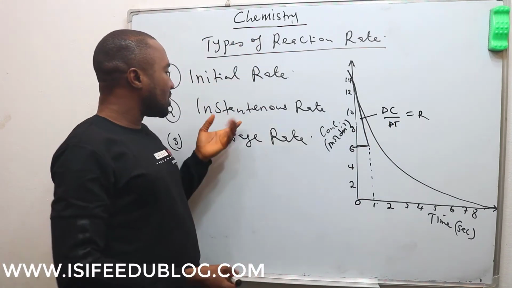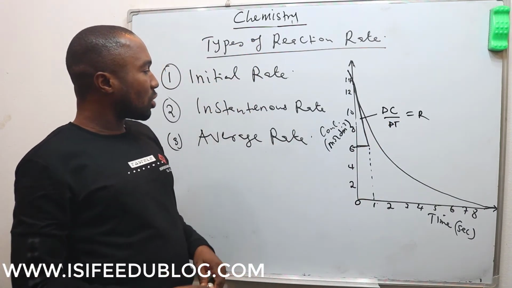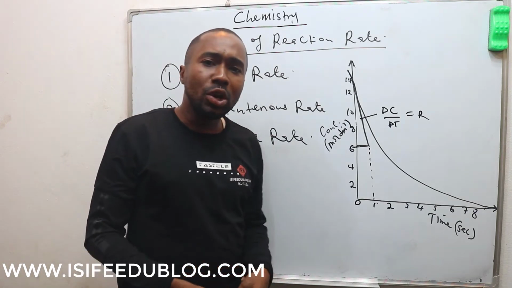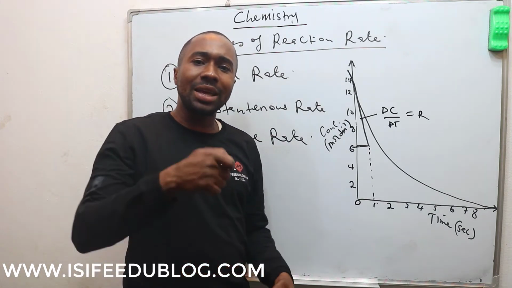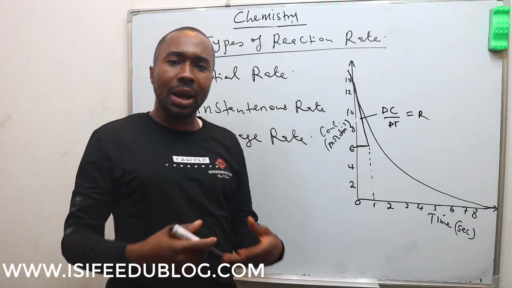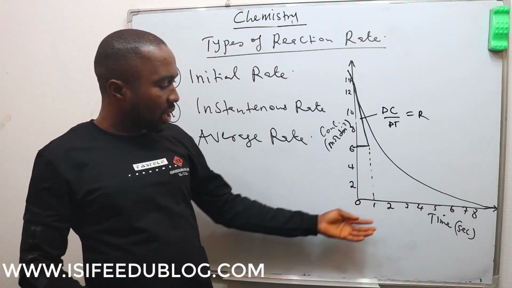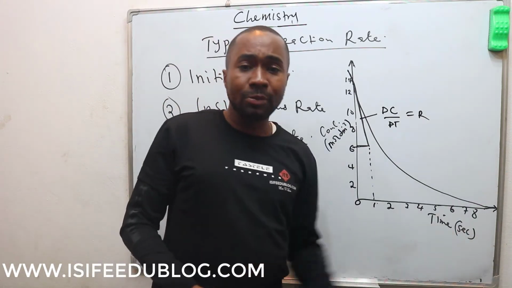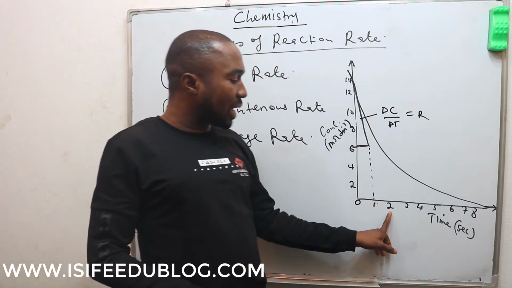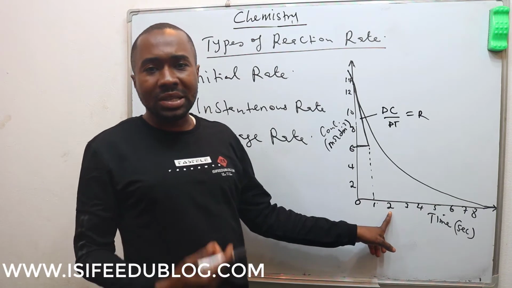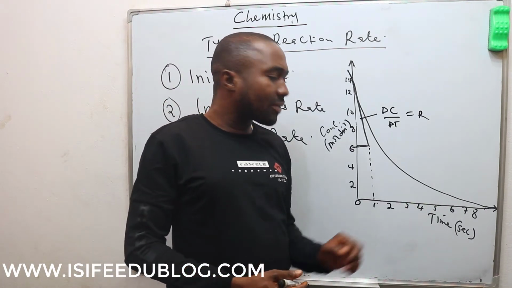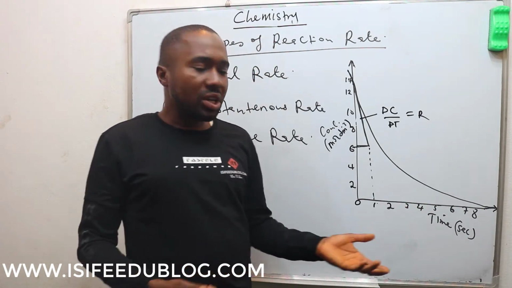Then the second one is the instantaneous rate of a reaction. Instant simply means time. You are measuring the rate of the reaction at a particular time. You want to know what happens at each of these time intervals during the course of the reaction. We have 1, 2, 3, 4, 5. So when I want to know what happens at 2 seconds, I'm talking about instantaneous rate. Or what happens at 5 seconds or 6 seconds, instantaneous rate.